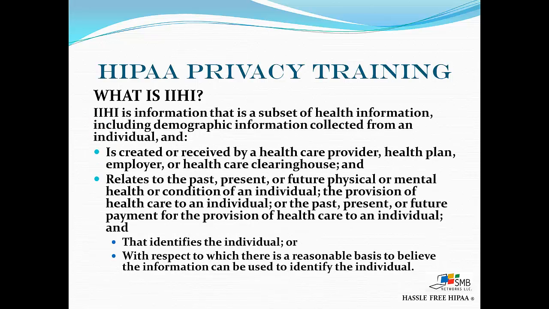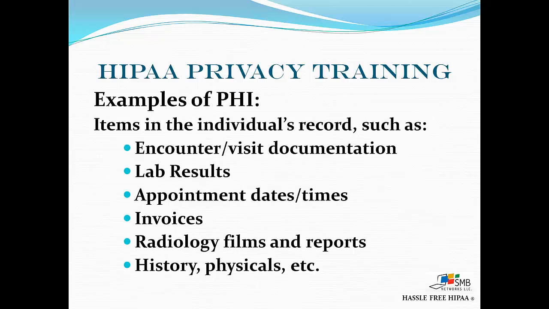Individually identifiable health information, or IIHI, is information that is a subset of health information, including demographic information collected from an individual, and it is created or received by a healthcare provider, such as a medical practice that you might be working for right now, a health plan employer, or a health care clearinghouse, and it relates to the past, present, or future physical or mental health or condition of an individual, or the provision of health care to an individual, or the past, present, or future payment for the provision of health care to an individual, and it identifies the individual, or with respect to where there's a reasonable basis to believe the information can be used to identify the individual. So let's look at some examples real quickly of protected health information.